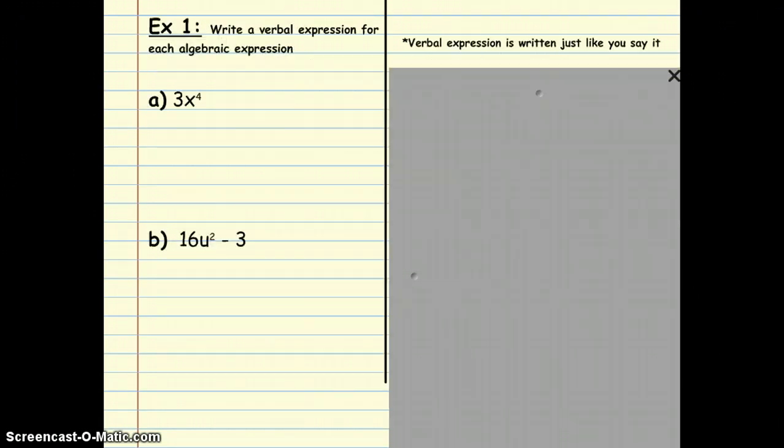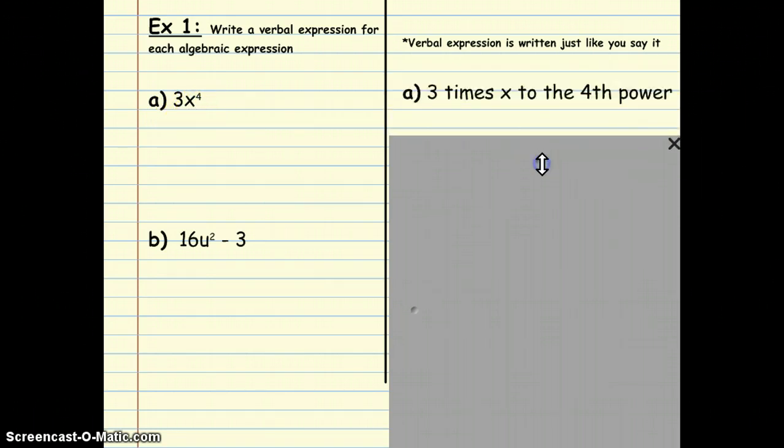Alright, example number 1. We're going to write a verbal expression for each of these algebraic expressions. Well, verbal expressions are just written out the exact way that you would say a problem. So we've got 3a here, and we've got this. And our verbal expression, we're going to write out in words how we say this. Well, we say this as 3 times x to the 4th power. So that's what we're literally going to write out. 3 times x to the 4th power.